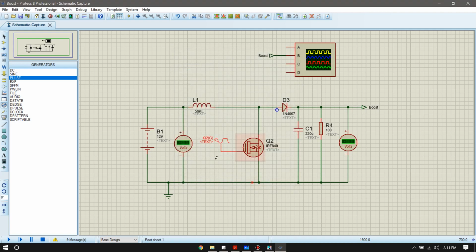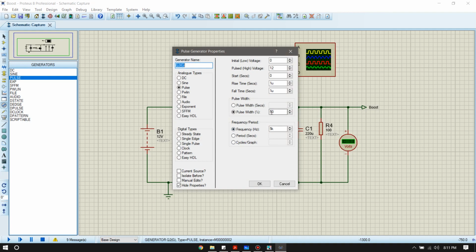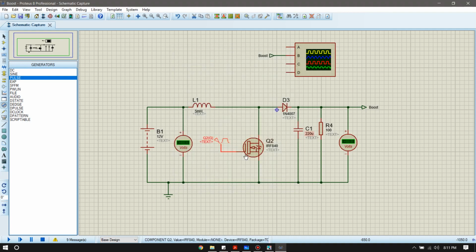Okay, and for the rest of the components, the diode name is given, and we're just using regular capacitors and inductors, and our MOSFET is called RF840 as before. Okay, so if we have a duty cycle of 50%, as I discussed before, for an input of 12 volts we should be getting approximately double the input, so around 24 volts. So if we run that, we can see that it's around 24 volts, a bit less.